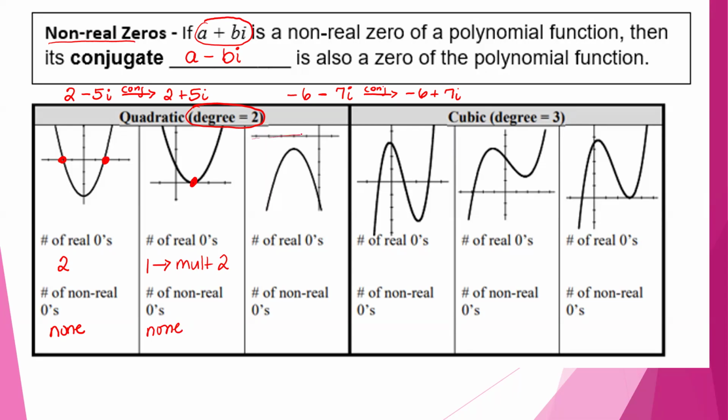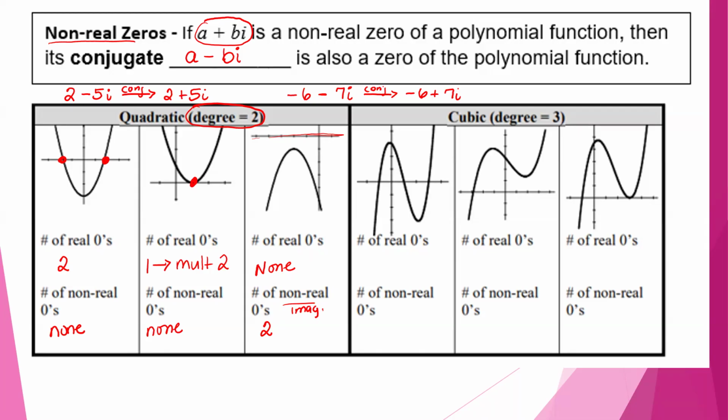Now this one, the third one, does it touch the x-axis? No, so this one has what? No real zeros? And when it doesn't touch it, that is actually your imaginary one. You have 2 imaginary, non-real, whatever. Okay? When it doesn't touch that. So quadratics, you can have 2 real, 0 imaginary, or 2 imaginary, 0 real. That's all you can have, okay?